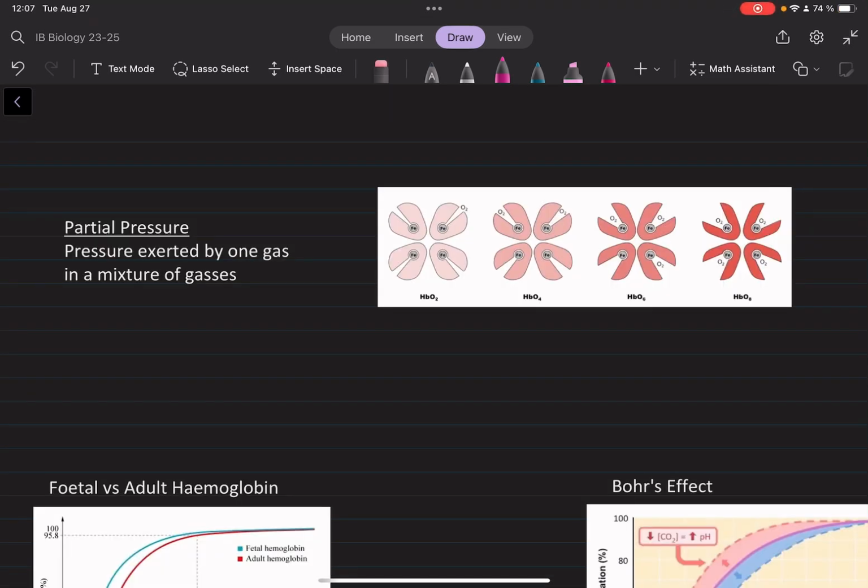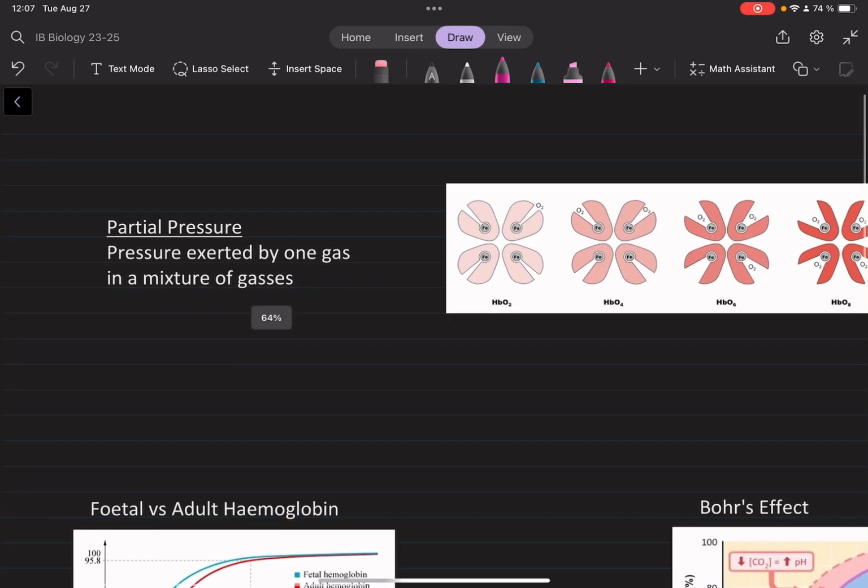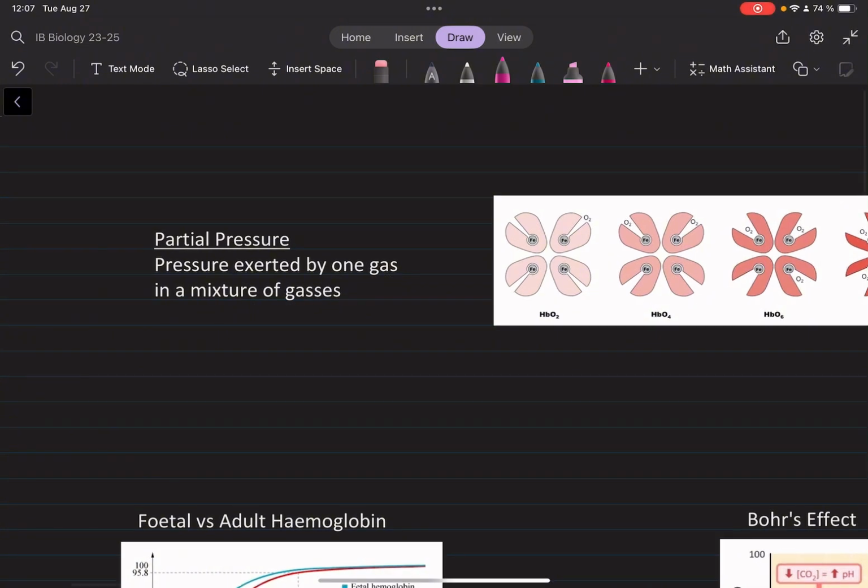Hey guys, so today I will be going through the higher level content of the topic of gas exchange as part of the IB biology curriculum. So before I start, I want to explain what partial pressure is. And essentially, partial pressure is the pressure exerted by one gas in a mixture of gases.